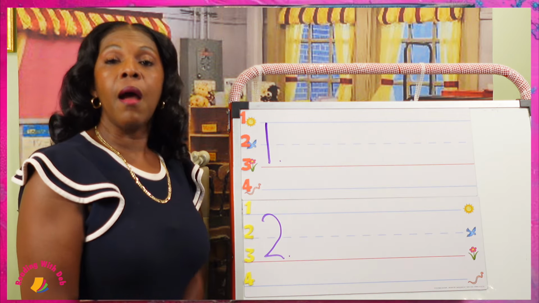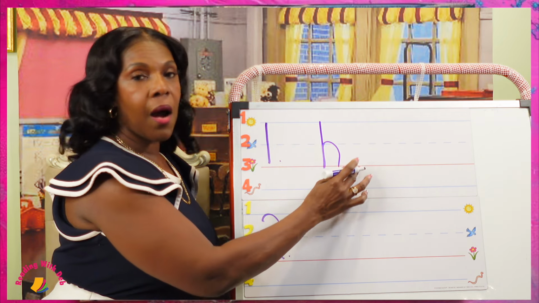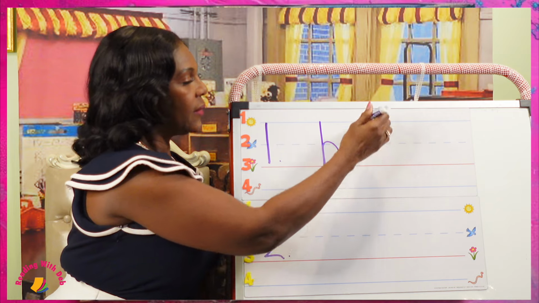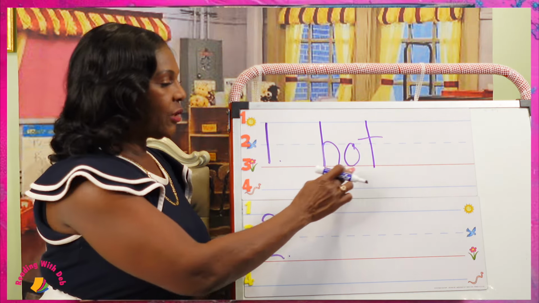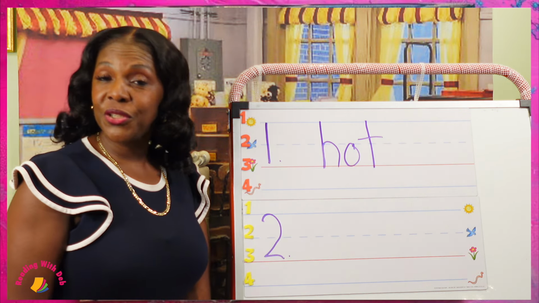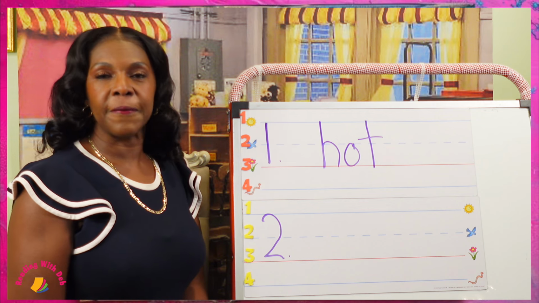I hear that is H. Ha, that is the O. Hot, T. How do we spell hot? H-O-T, hot. Number 2, write the word Jaff.